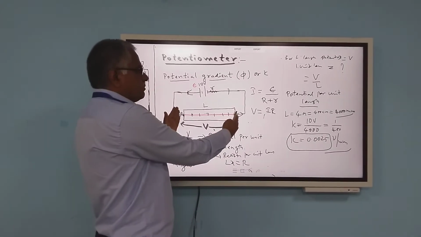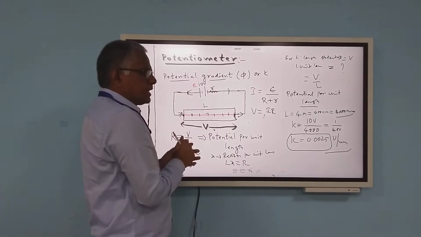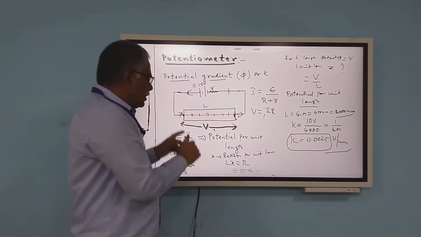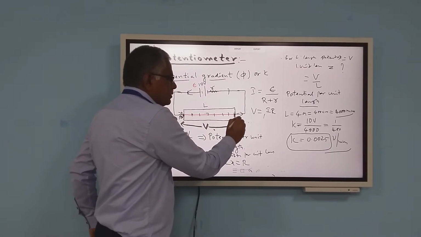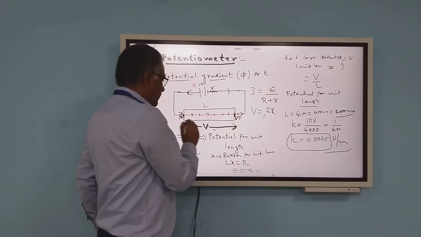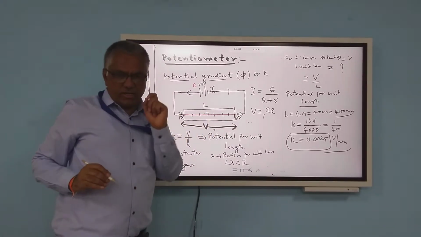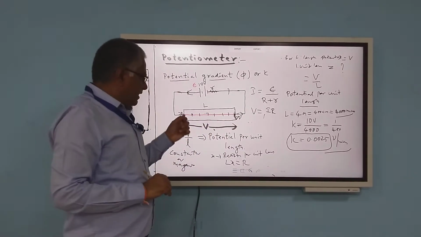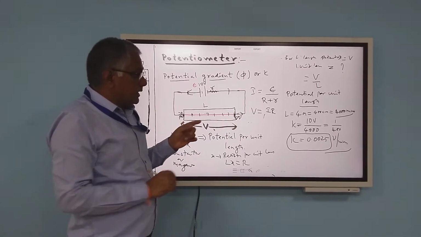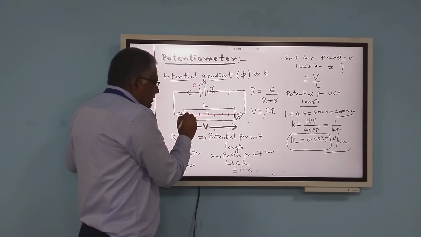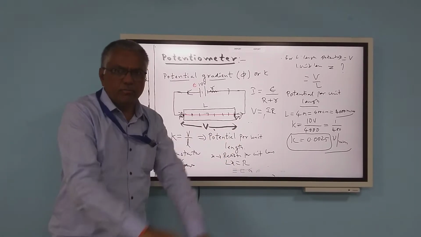Now we have this 4 meter length of wire across this one. Suppose at this point it is 10 volt, and this will be at 0 volt. When there is a potential difference, only then will electric current pass. If there is a 10 volt difference here and 0 volt there, then each millimeter you travel, a 0.0025 potential drop will occur.